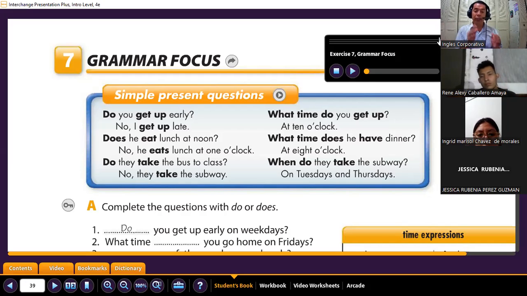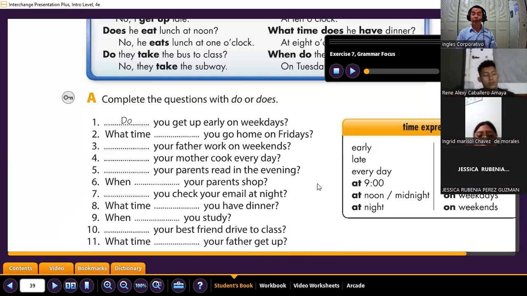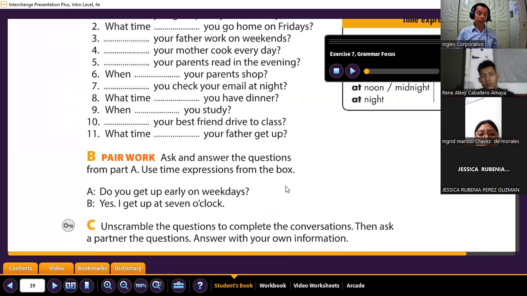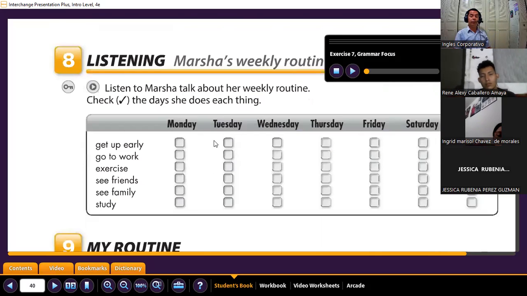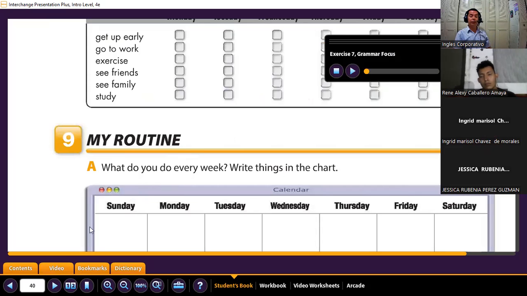Okay, you see? One is yes, no, and the other one is specific information. And look at the structure, right? W is word, auxiliary, subject, and verb, right? Okay? Here we have some expressions we use when we talk about the simple present, right? Okay, now we're going to make an exercise here, right? We already make this, right?